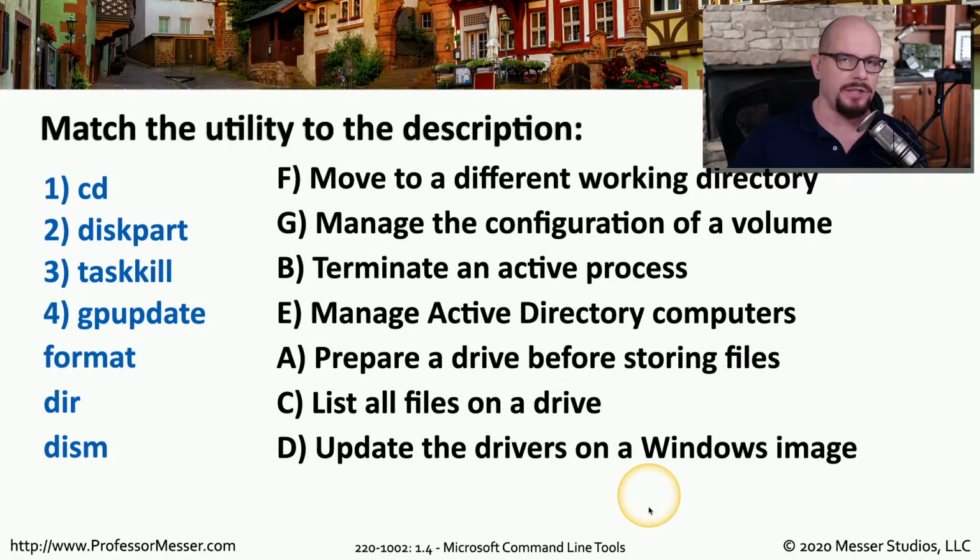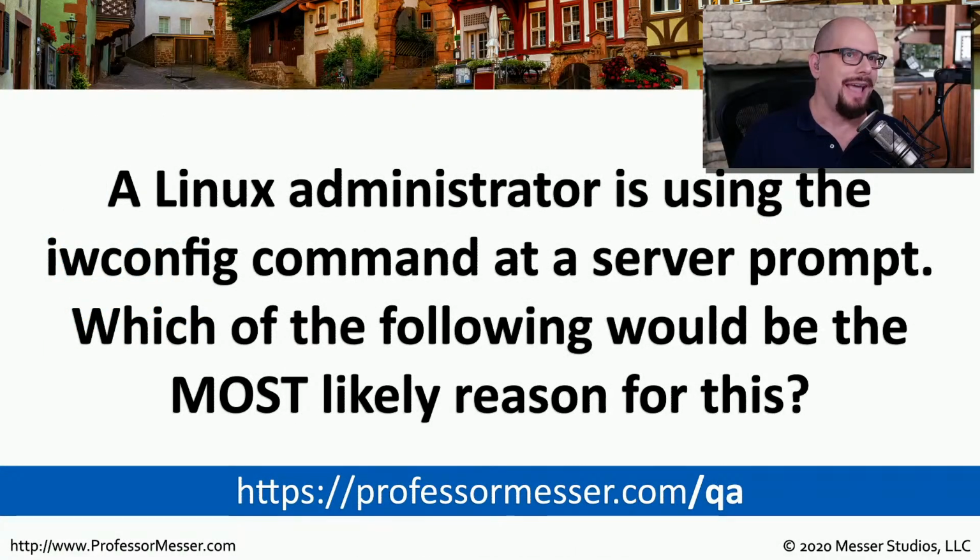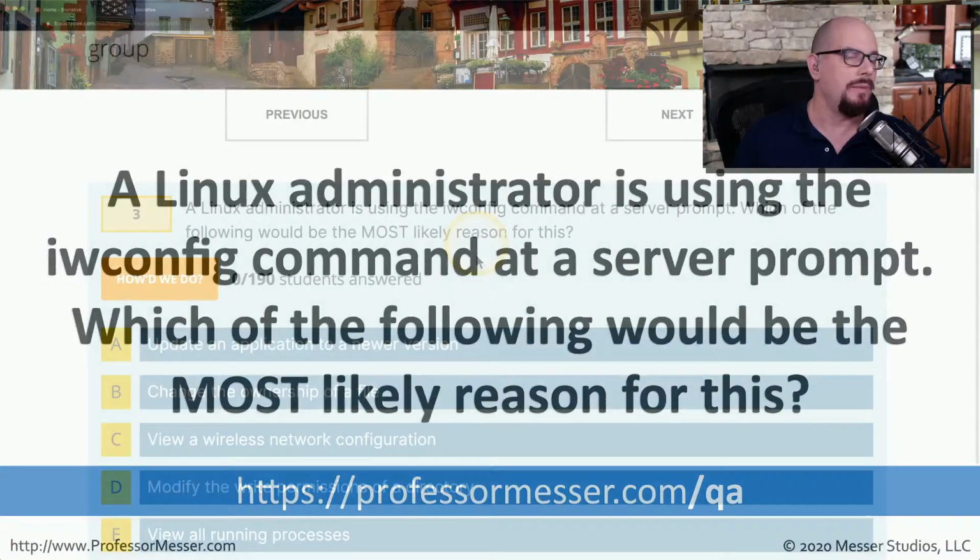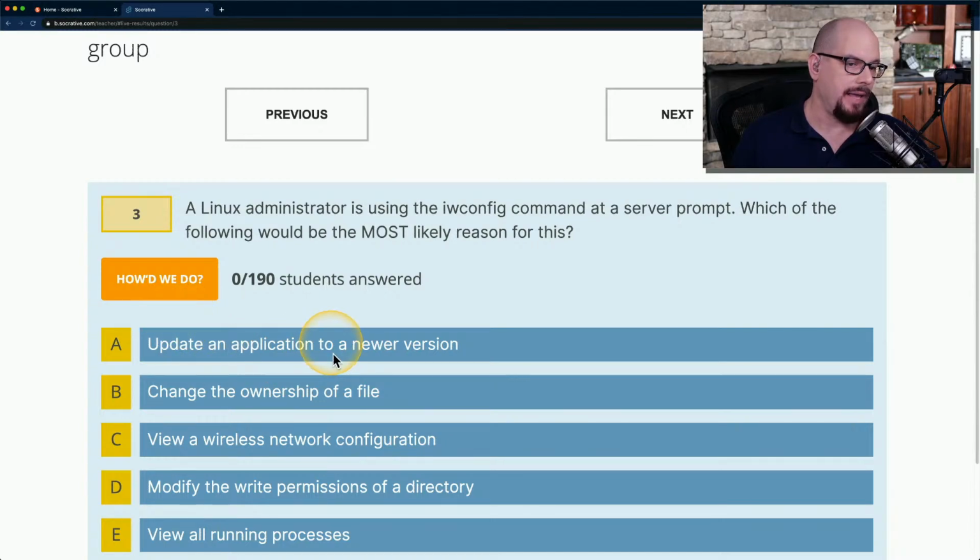Let's shift gears and go back to multiple choice, though. Here's our next question on our list, which is: A Linux administrator is using the iwconfig command at a server prompt. Which of the following would be the most likely reason for this? Would it be A, to update an application to a newer version? Would it be B, change the ownership of a file? Would it be C, view a wireless network configuration? Would it be D, modify the write permissions of a directory? Or E, view all running processes?